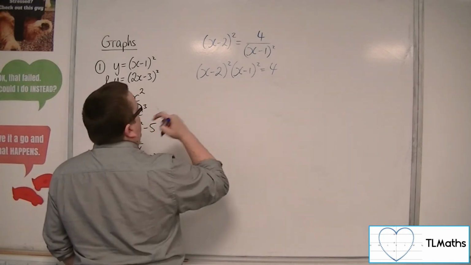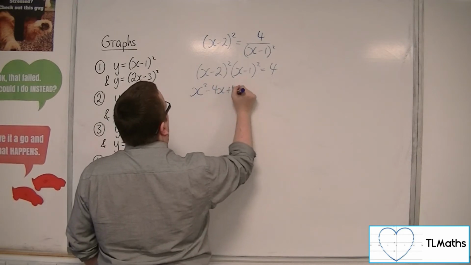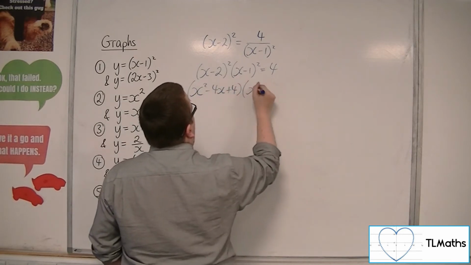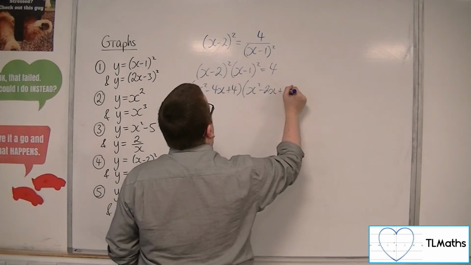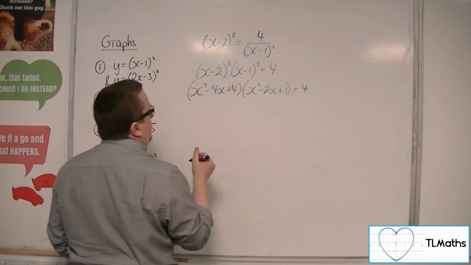So, what are we going to get? So, we're going to have x squared minus 4x plus 4 in the first bracket, and x squared minus 2x plus 1 in the second bracket. I'm going to have to multiply that out as well.